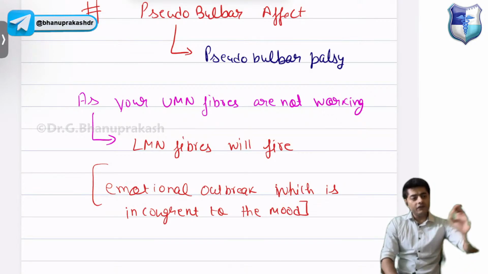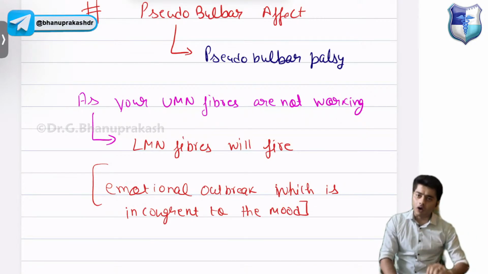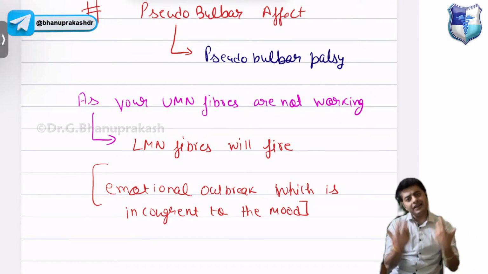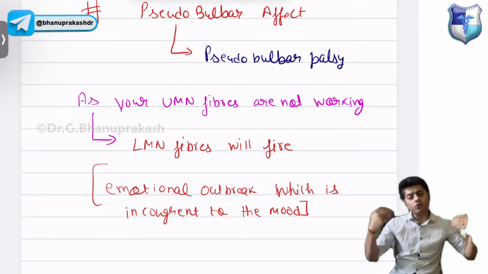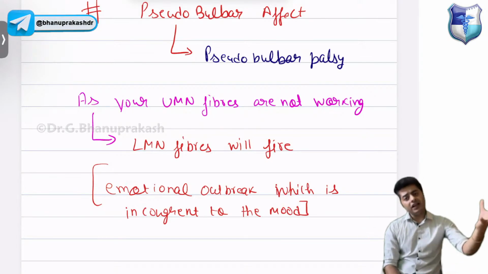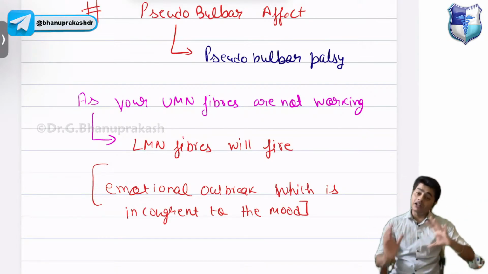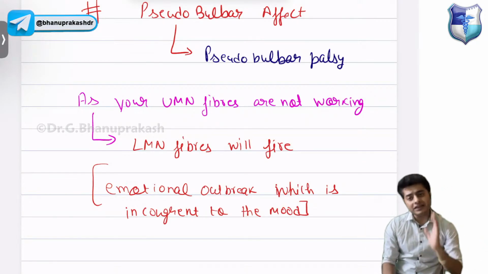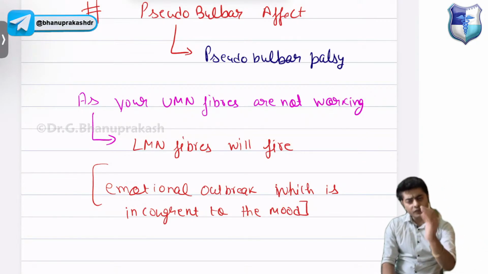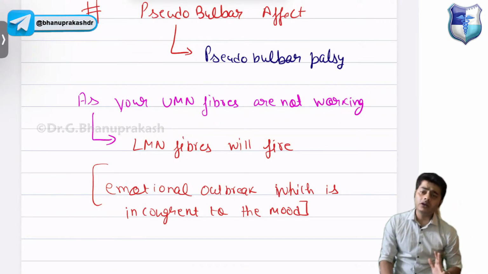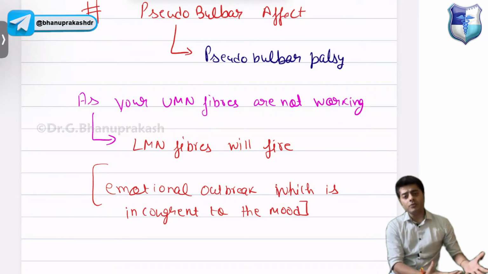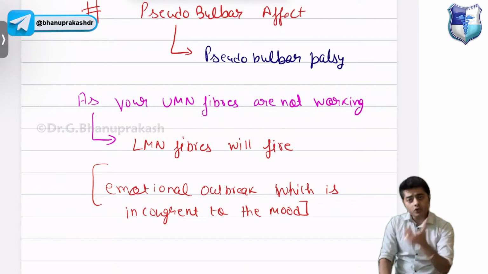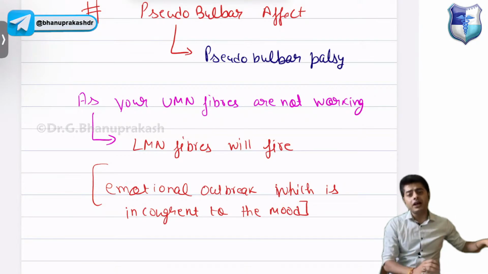So suppose if they are in the ward and lying, they will suddenly start crying, and they will cry for very long, for 20-30 minutes without any reason. If they are laughing, they will laugh without any reason. They don't know they are suffering from a problem, but they will laugh anyway. If you say a normal sentence to them and they start crying, they will cry for 10 to 20 minutes and you will wonder why they are crying so much. Because their emotional outbreak is incongruent to their mood.